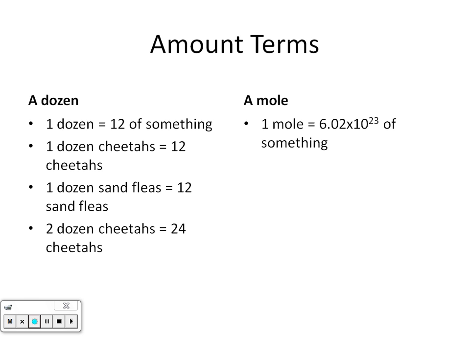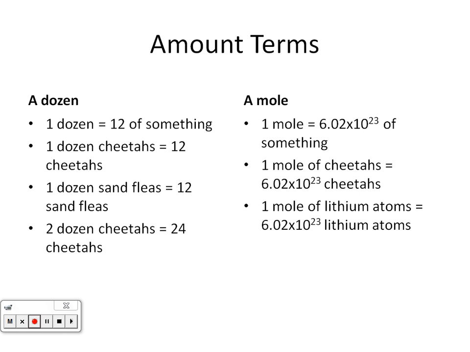That's a big number. We know that you can't see one atom of something, but you could see a mole of something. So if I have a mole of cheetahs, I have 6.02 times 10 to the 23rd cheetahs. If I had 1 mole of lithium atoms, I have 6.02 times 10 to the 23rd lithium atoms. Obviously if I have 2 moles of lithium atoms, that would be 12.04 times 10 to the 23rd lithium atoms, or 1.204 times 10 to the 24th lithium atoms. If I had a mole of gold atoms, I have 6.02 times 10 to the 23rd gold atoms.